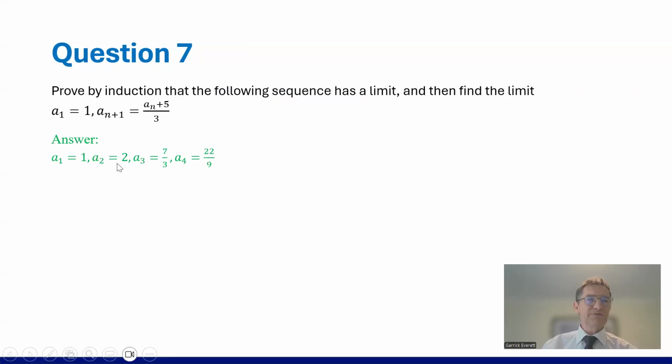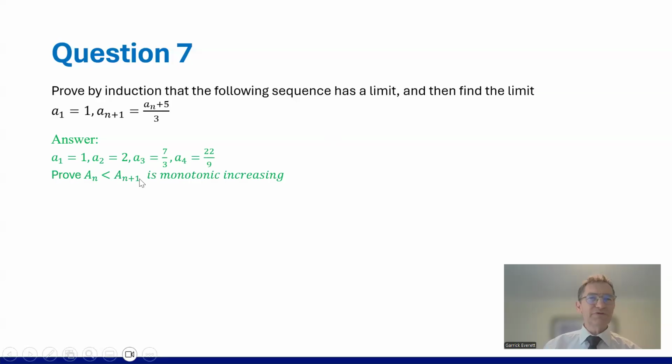There's 1, there's 2, the next one's going to be 7 on 3. The next one's going to be 22 on 9. So you can see this pattern here of 1, 2, and this is 2 and 1/3, and this is 2 and 4/9. So it's gradually increasing, but increasing at a slower rate. So it looks like the limit, you'd probably guess a limit of, say, 3. That will be limited by 3. There might be a lesser limit because we've got to find it.